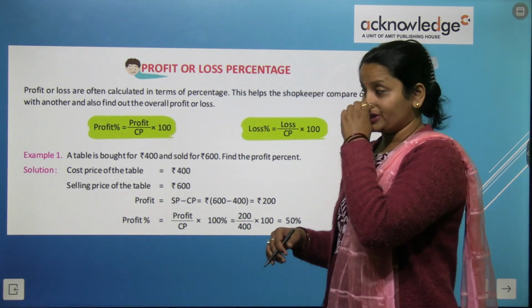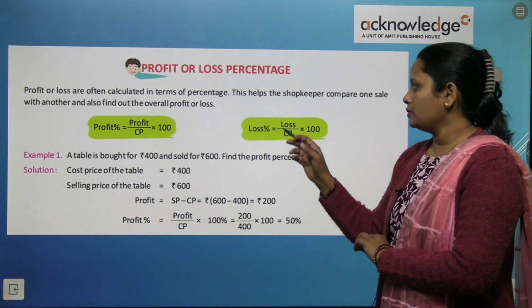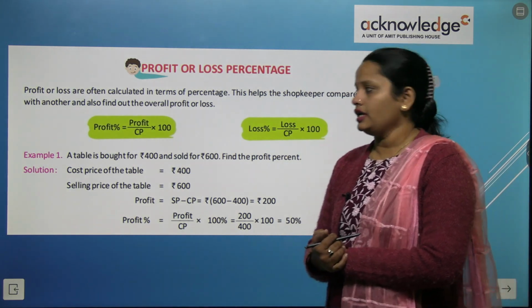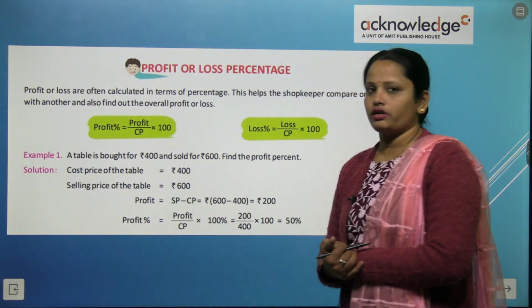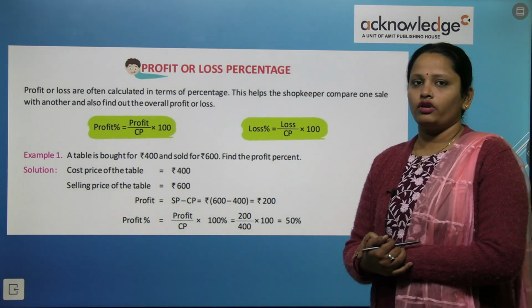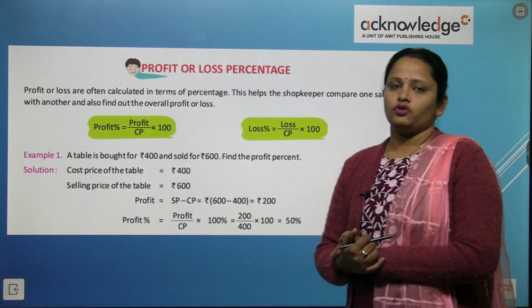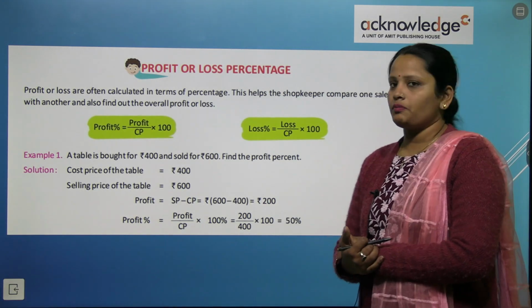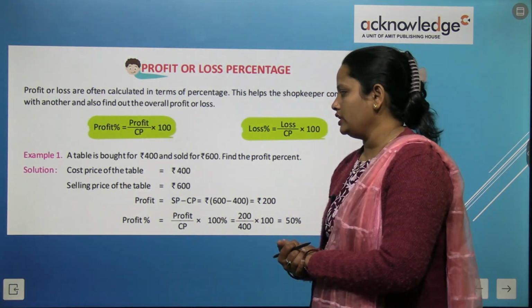So here the profit percentage is profit upon CP multiplied by 100. Similarly, loss percentage is loss upon cost price multiplied by 100. Here, let's see this example number 1. A table is bought for 400 rupees and sold for 600 rupees. एक table जो है 400 rupees का खरीदा गया है. This is the cost price and it was sold for 600 rupees. Means this is the selling price. Find the profit percentage. So first let's calculate the profit that we get.